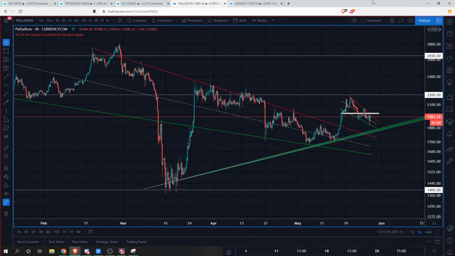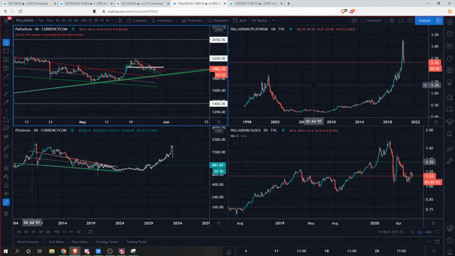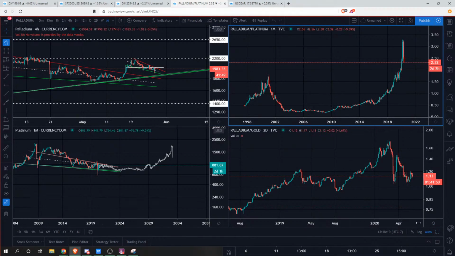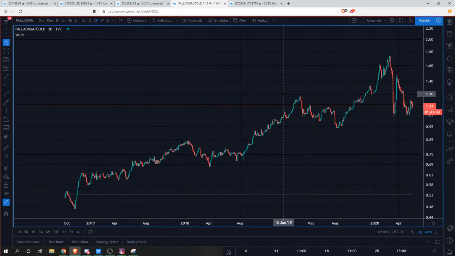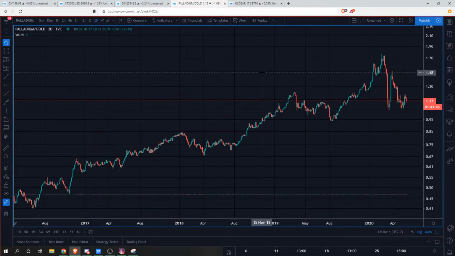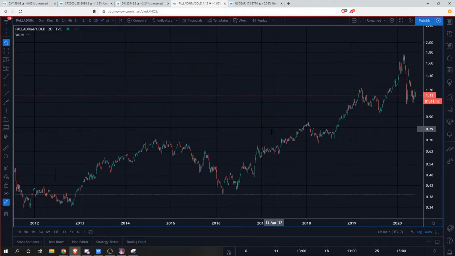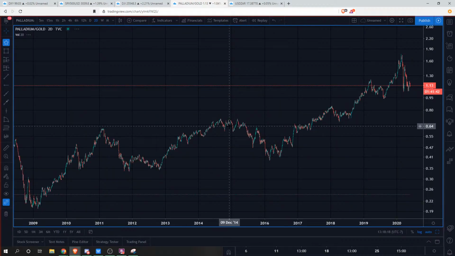And now we're going to give you more reasons to think that palladium is in a bullish market and is more bullish than gold. So let's do some comparisons first. Let's go here, and this is the comparison of palladium versus gold. And we can see you can buy more and more gold with your palladium as time goes on.